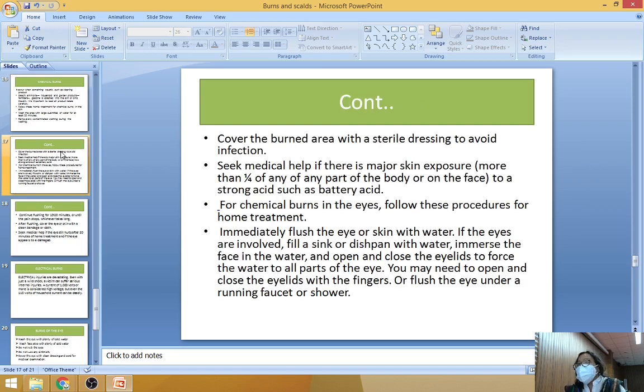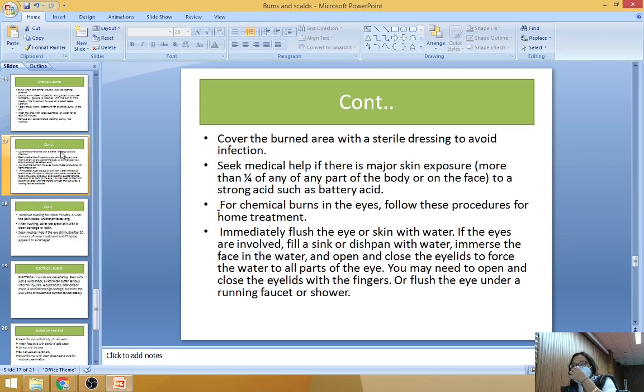Cover the burned area with a sterile dressing to avoid infection. If at home you may not have the sterile dressing, right? So we have to take a very clean cloth. Then seek medical help if there is a major skin exposure, more than 1/4 of any part of the body or on the face to a strong acid, such as battery acid.